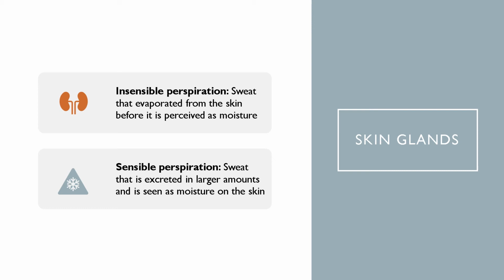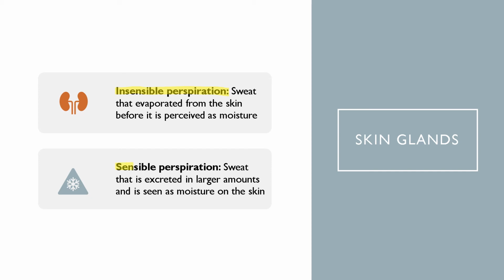Now, there are a couple different types of perspiration or sweating. Insensible perspiration is when essentially we can't perceive the sweat. So sweat essentially evaporates from the skin really quickly before we can even perceive it as moisture on our skin.